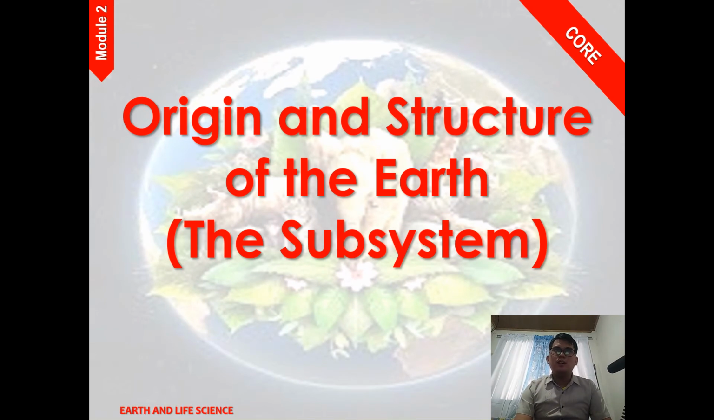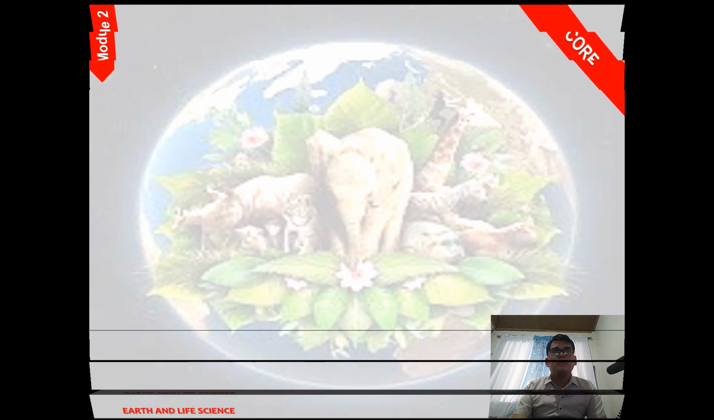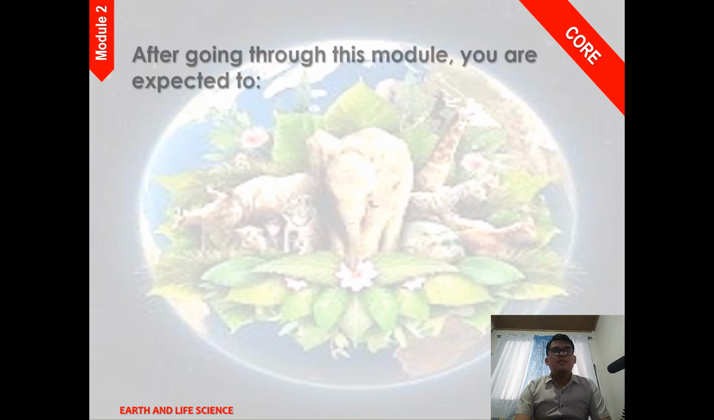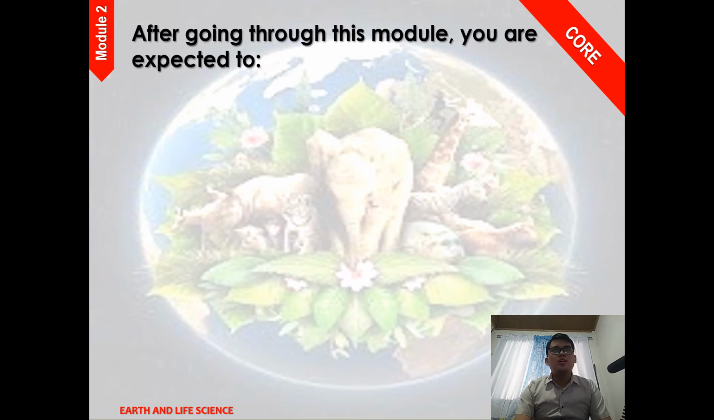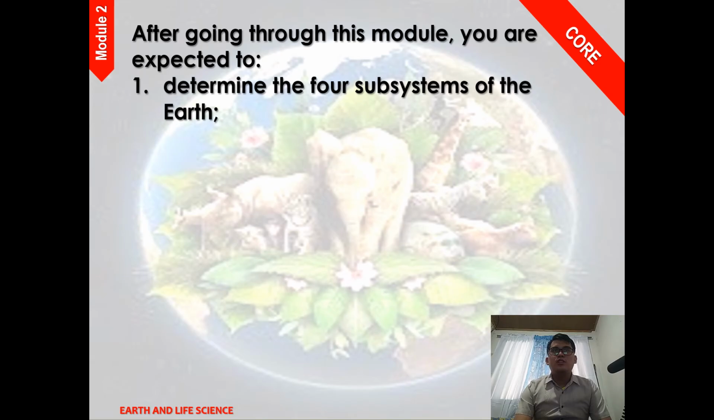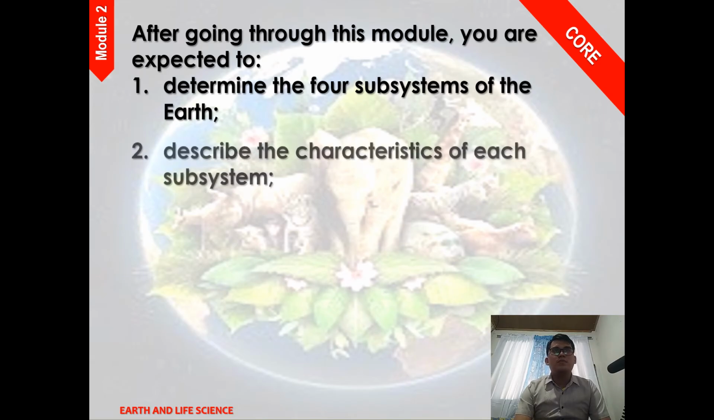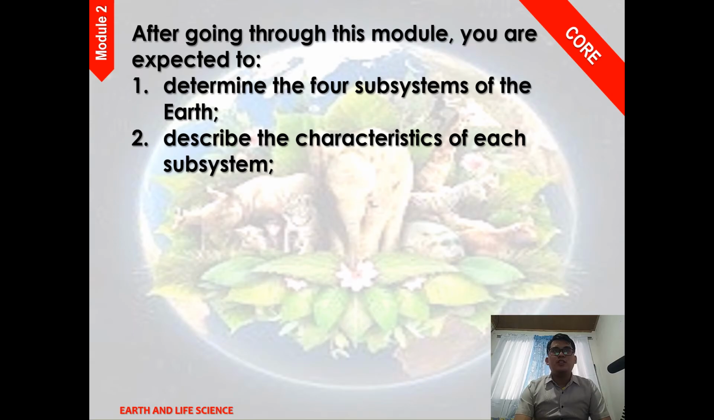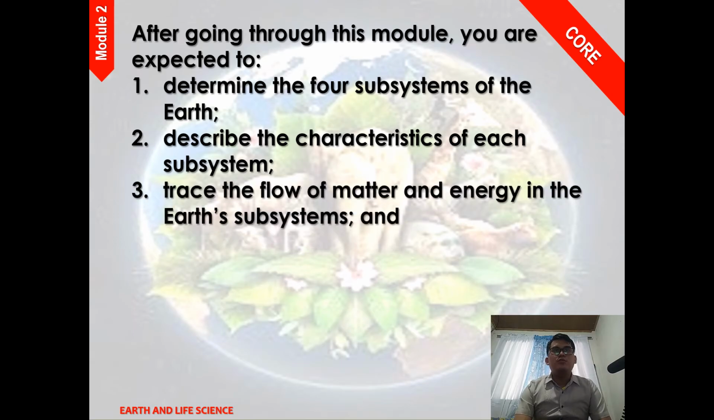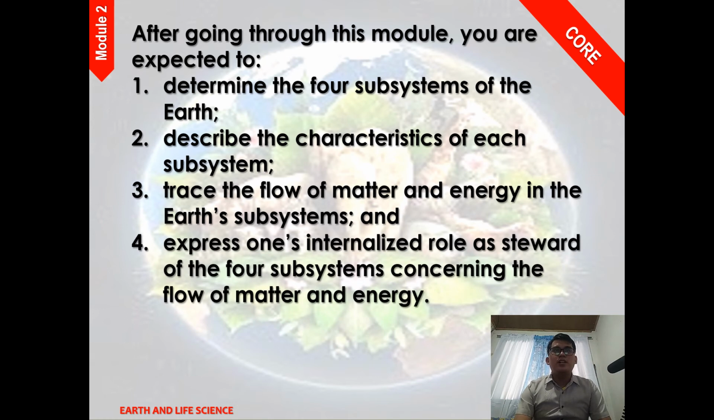Module two is again about the origin and structure of the Earth, but this time it focuses on the subsystems. After going through this module, you are expected to determine the 4 subsystems of the Earth, describe the characteristics of each subsystem, trace the flow of matter and energy in the Earth's subsystems, and express one's internalized role as steward of the 4 subsystems concerning the flow of matter and energy.